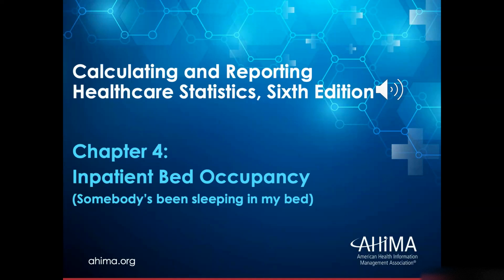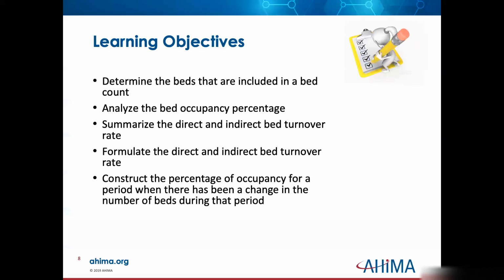Getting into chapter 4, we have to determine the beds that are included in a bed count. We also have to analyze the bed occupancy percentage. We have to summarize and formulate the direct and indirect bed turnover rate, and then construct the percentage of occupancy for a period when there has been a change in the number of beds during that particular period.